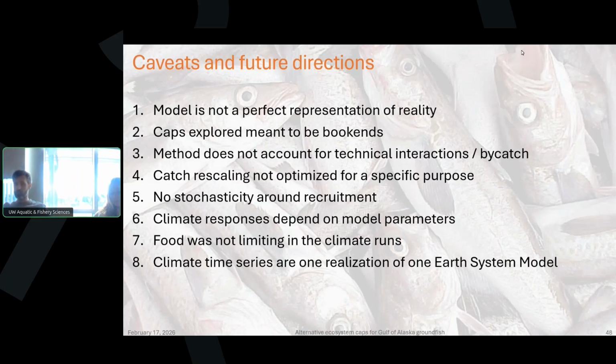We talked about no stochasticity around recruitment. We talked about the fact that this is a deterministic model, so what you put in comes out. So the climate responses depend on model structure and parameters, no food limitation. And when you use ROMS outputs, you're always dealing with one possible future, right? Not the absolute truth of what the future is going to look like. So that's going to affect your model outcomes.